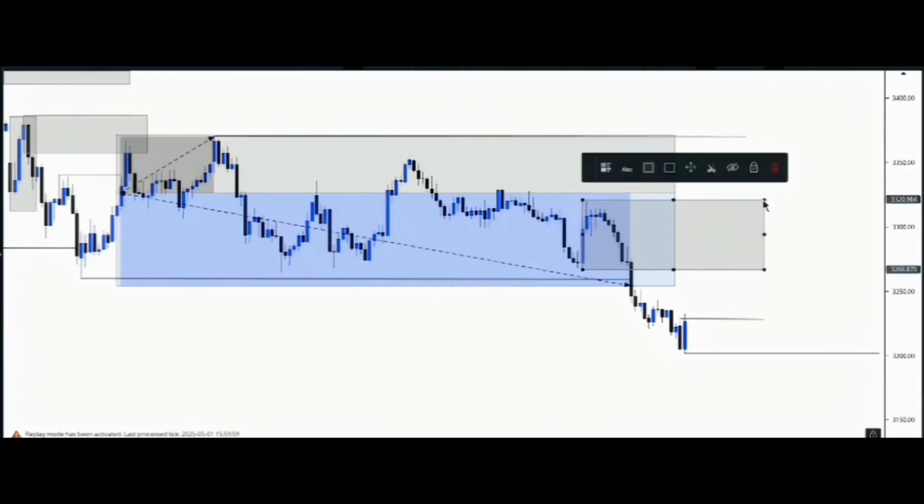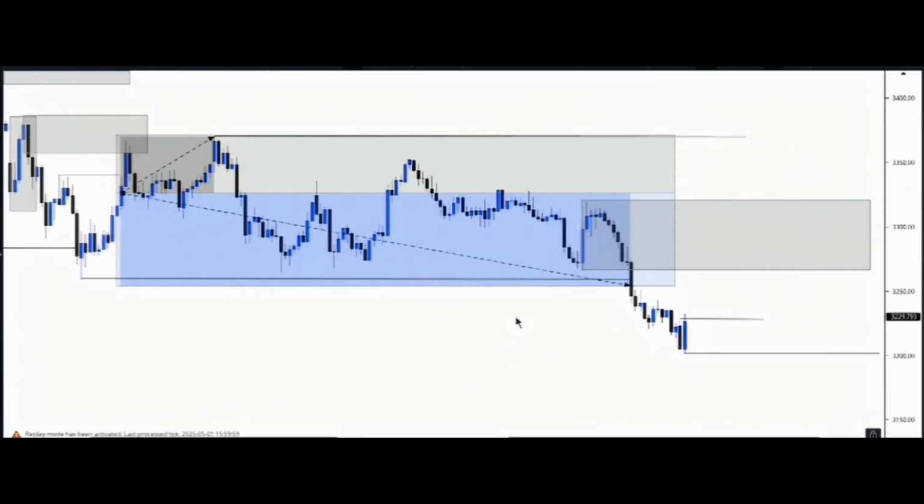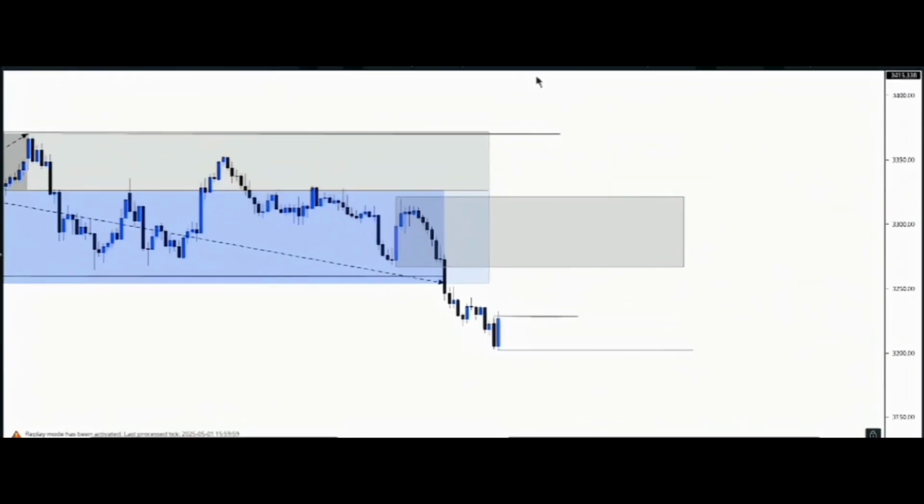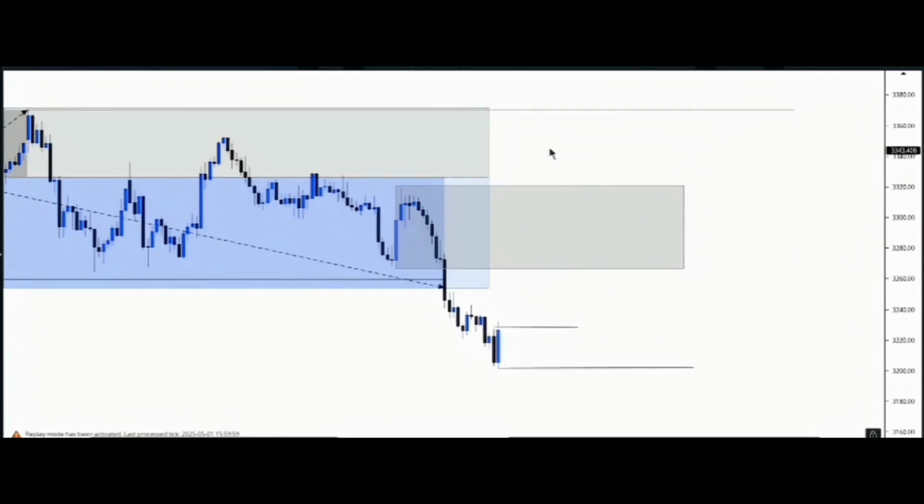This one here. So that becomes our zone that we want to take trade from. All right, remember, this is our point of invalidation. If price comes to take it out and closes above it, that means it's a change of character from this bearish structure back to bullish structure.